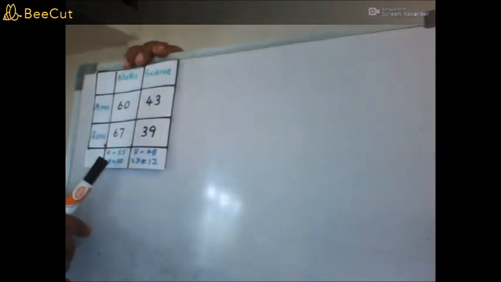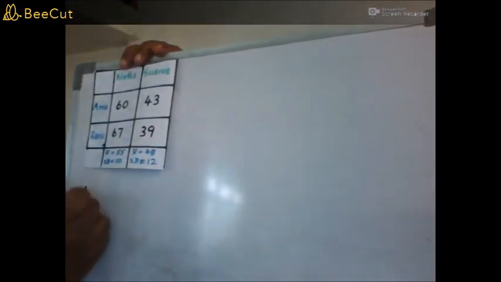Amas and Renu's marks are given for maths and science, right? And the X bar and SD for maths are given also. Here also the mean and the standard deviation for science are given. So the question is, what are the positions of Amas and Renu according to the raw scores?